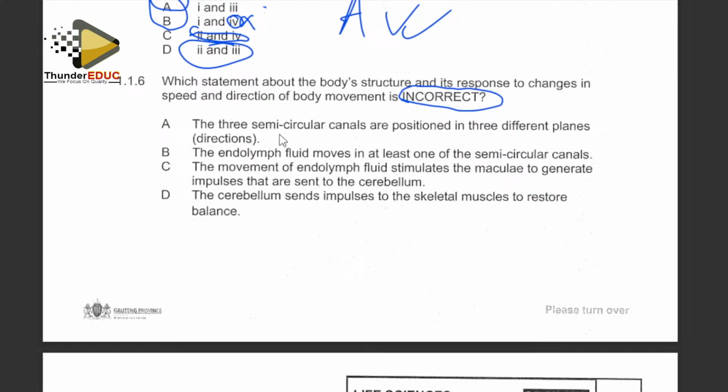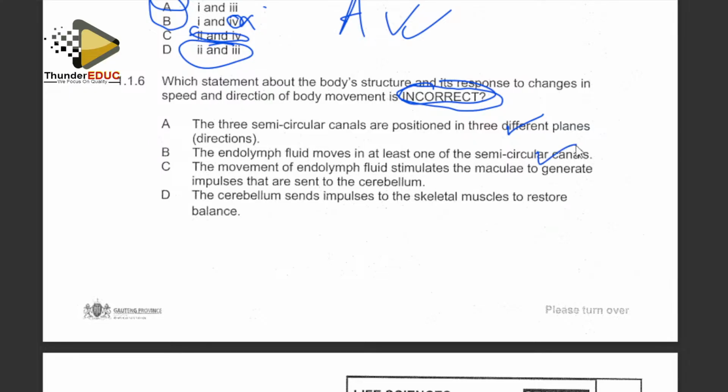All right, they're saying that the semicircular canals are positioned in 3 different planes. Yes, this is correct, because they said what answer is not correct. The semicircular canals are placed in 3 different planes, so that you're able to detect any position and the directions. All right, we continue. B, the endolymph fluid moves in at least 1, depending on the plane at which the head is moving.